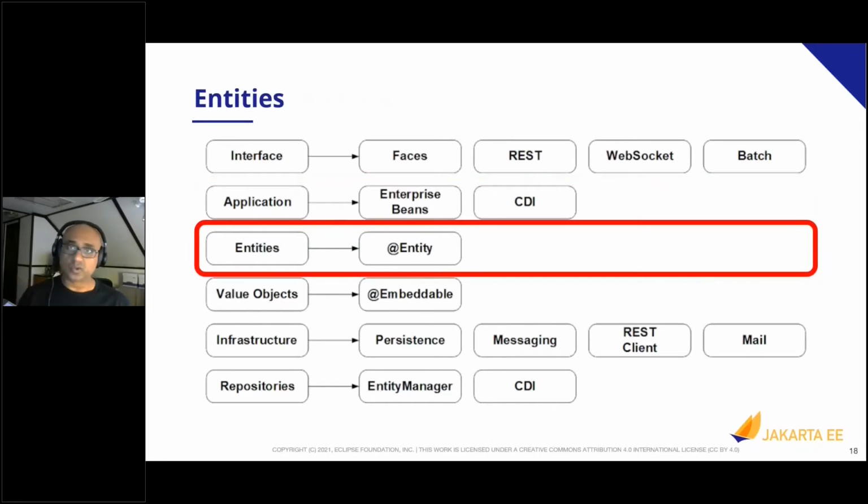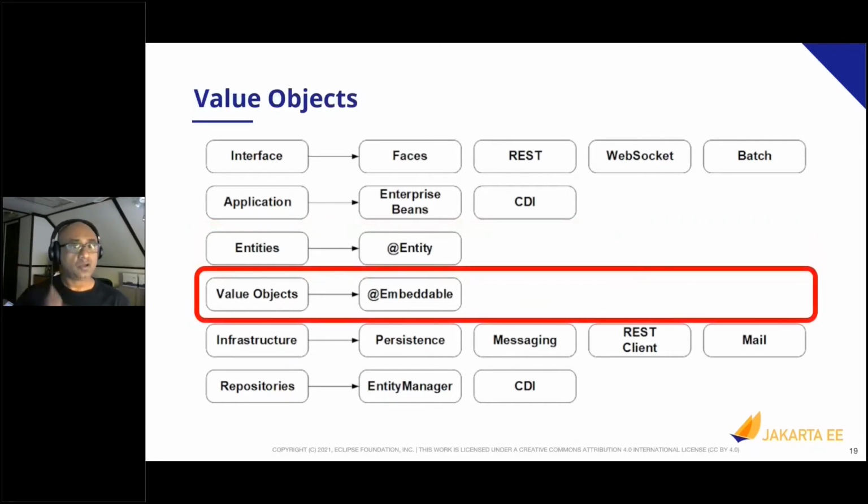Entities is an easy one. Typically, in Jakarta EE-based systems, an entity will be a JPA entity. Similarly, value objects, a pretty easy one, right? Typically, when you have a value object, you're going to want to model them using JPA embeddables.